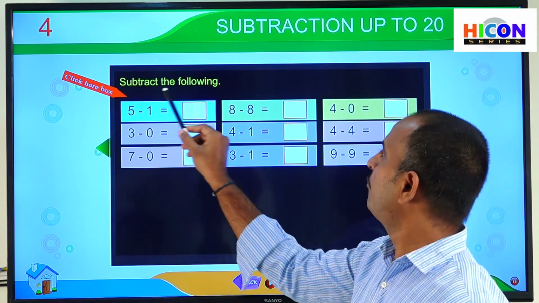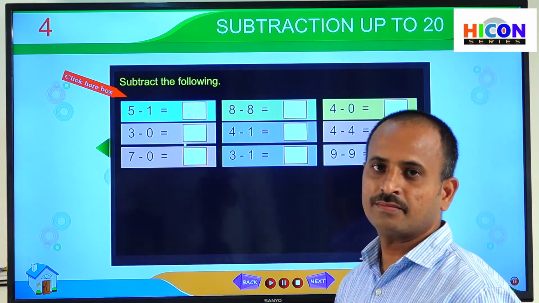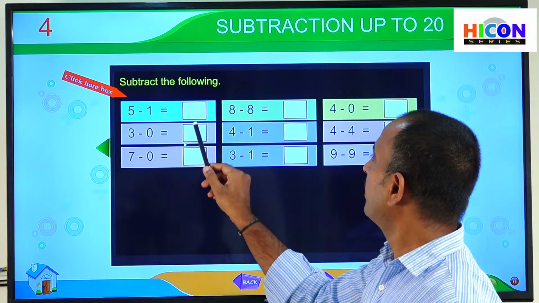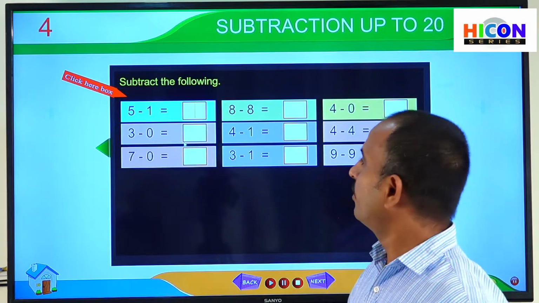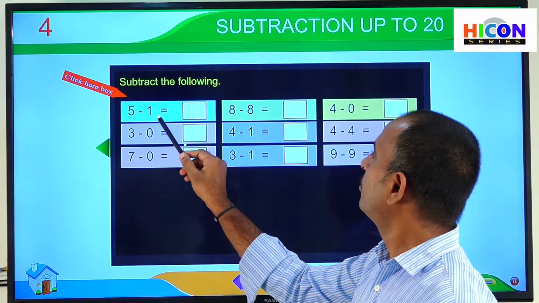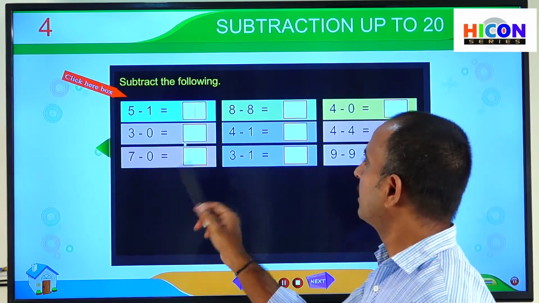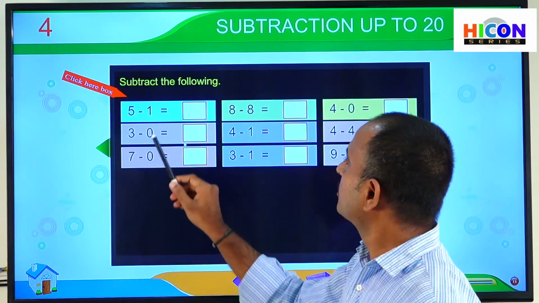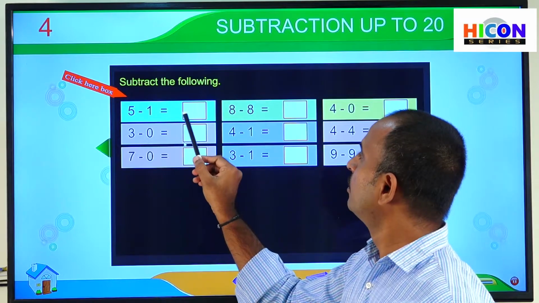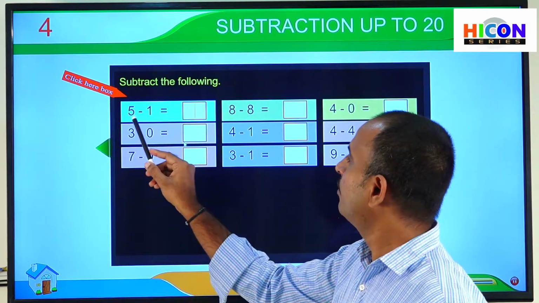Subtract the following. They have given 9 subtractions here. Among the 9 subtractions, they have given a box and we have to write the answer in that box. After subtraction, we have to write the answer in the box provided in each subtraction. See the first subtraction: 5 minus 1 is equal to how much? What is the difference of 5 and 1?